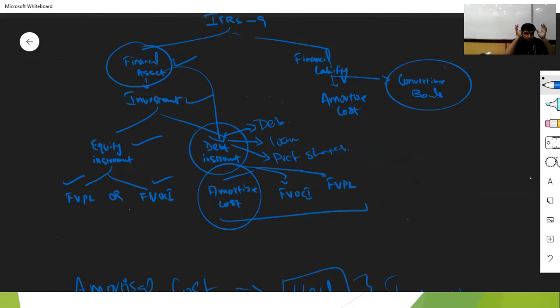Are we clear on this? You need to be very concentrated. You need to focus on this one. You should not deviate from your agenda, what we are doing. It's a lengthy standard, a very long standard. There are so many things. There are so many accounting treatments.